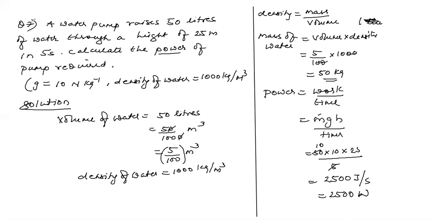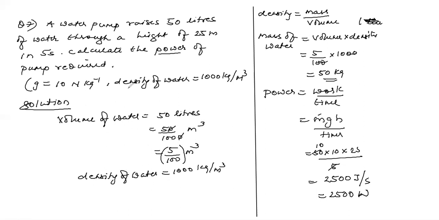I repeat, see, a water pump raises 50 liters of water, a volume, through a height of 25 meters in 5 seconds. Calculate the power of the pump required. G is given as 10 Newton per kilogram. Density of water is 1000 kilogram per meter cube. So listen, volume of water is 50 liters. 50 upon 1000, if I divide, it gets converted into meter cube. So 5 upon 100 meter cube is the volume of water.